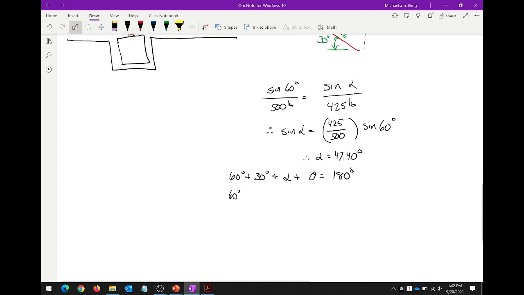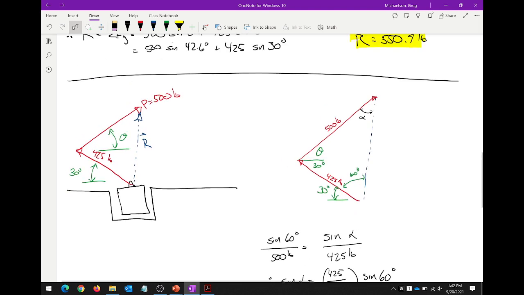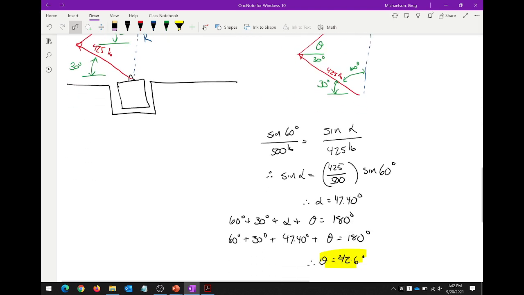So 60 plus 30 plus 47.40 degrees plus theta is 180. What's theta? Anybody got an answer? Either that or I feel like we got a math error. 42.6. Now hold on. Help me out. Is that the same thing we got up here? Well, by golly gosh gee, look at that.